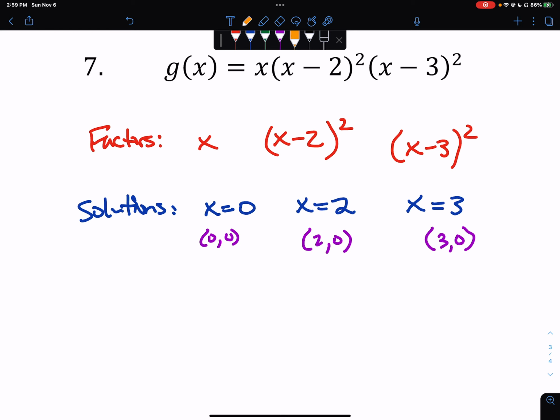If we look at each one, we'll notice this just has an exponent of 1. So this would be an odd cross. The next two both have even exponents, so those are both even bounces. So even bounce, even bounce.